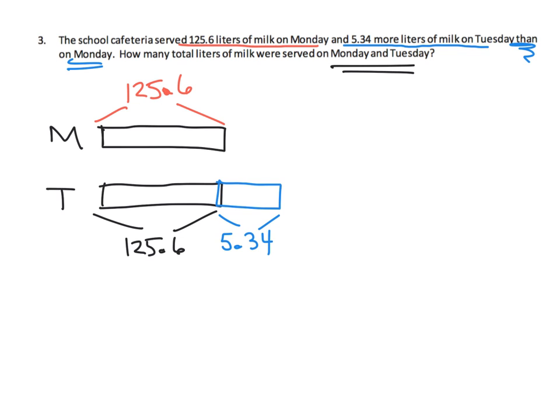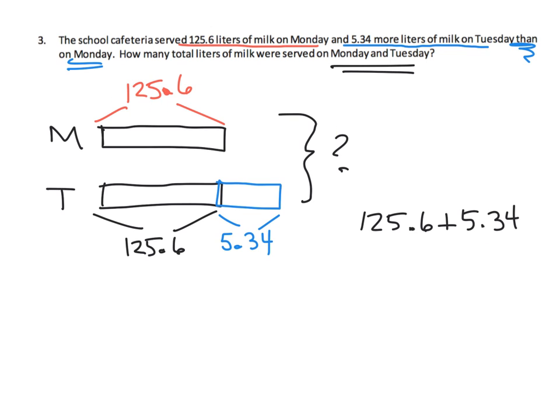And then the question is, how much did they do all together? So that's the big question. Couple of ways we could do it. We could add Tuesday together first, and first add 125.6 plus 5.34, get that answer, and then add it to another 125.6.